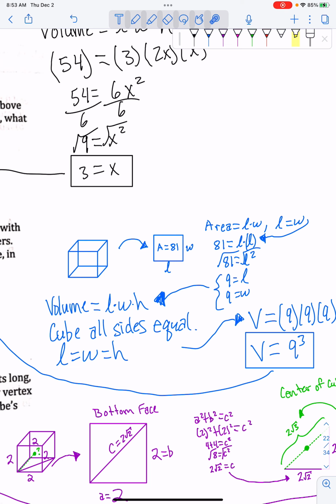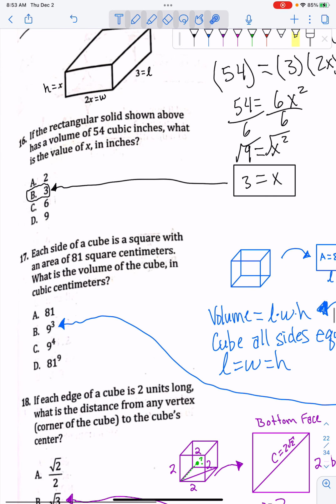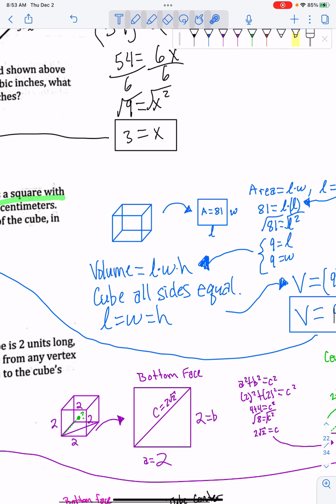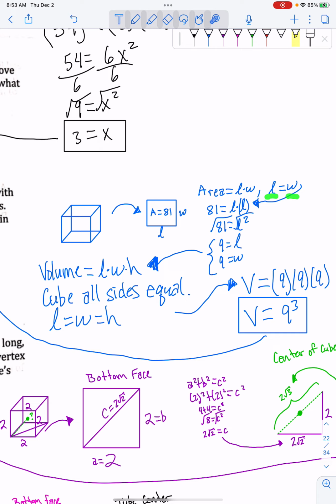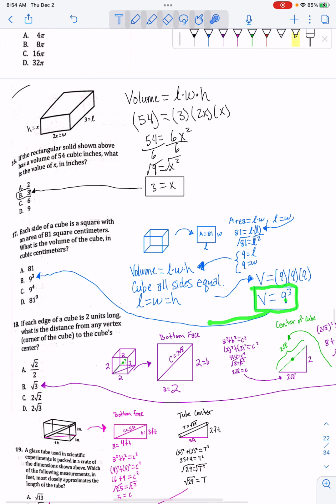Area equals 81. How do we know that? Because it is given: a cube with square sides with an area of 81. We know it's a cube and a square, and all the sides are equal, so L is equal to W. Then we just substitute it in: L times L is L squared, and the square root of 81 is 9. L equals 9, also W equals 9. So we use this information and plug it in, but we know these are all the same. So it's just 9 times 9 times 9, or 9 to the third. And that is how we find our answer. Boom.